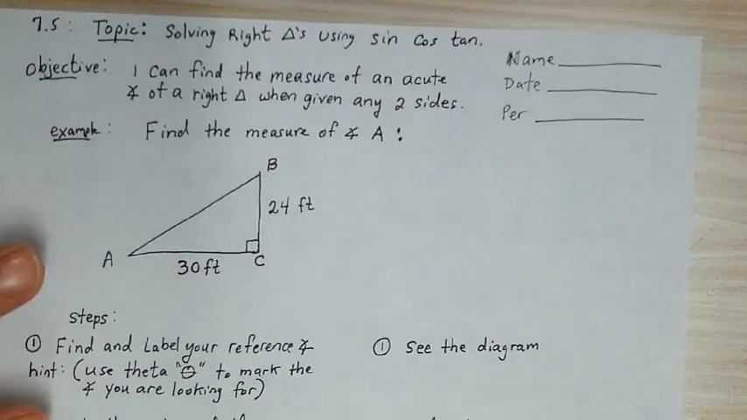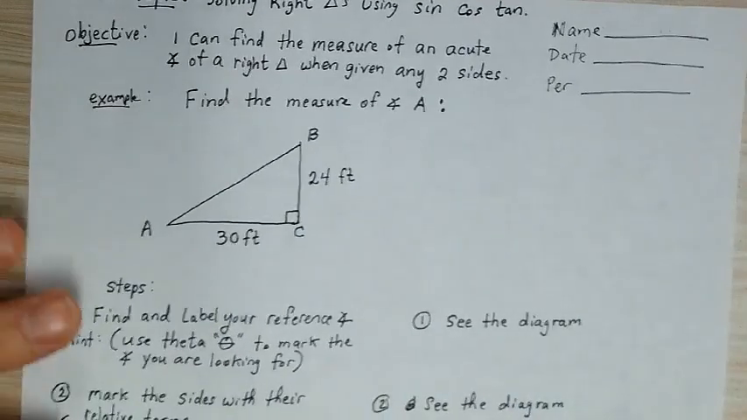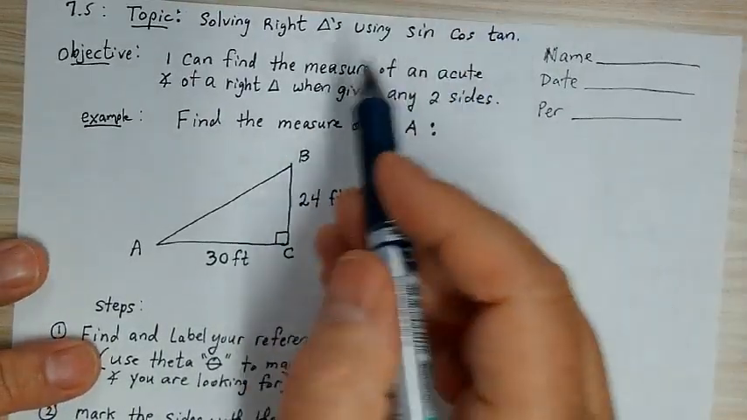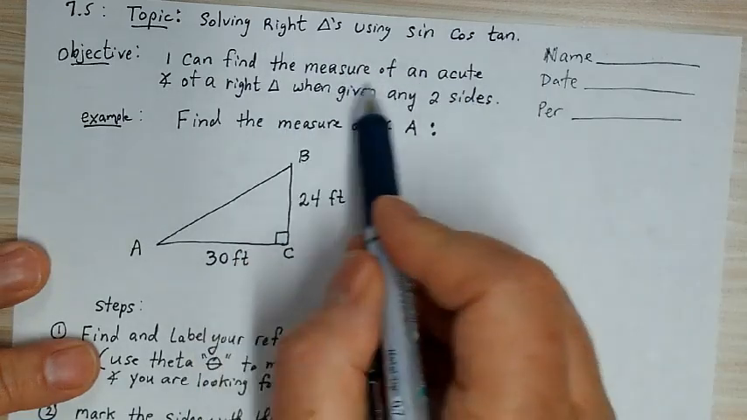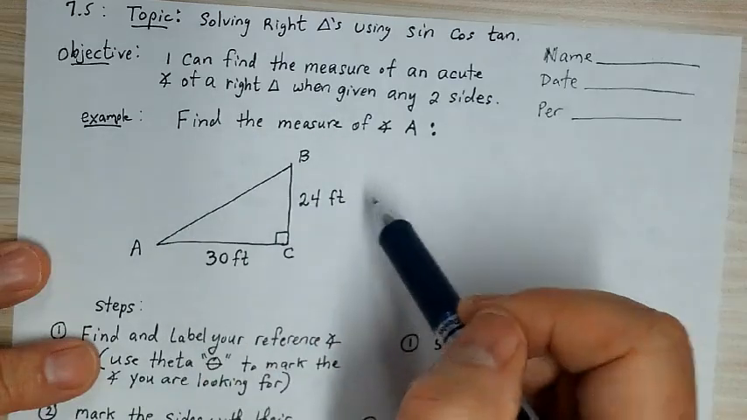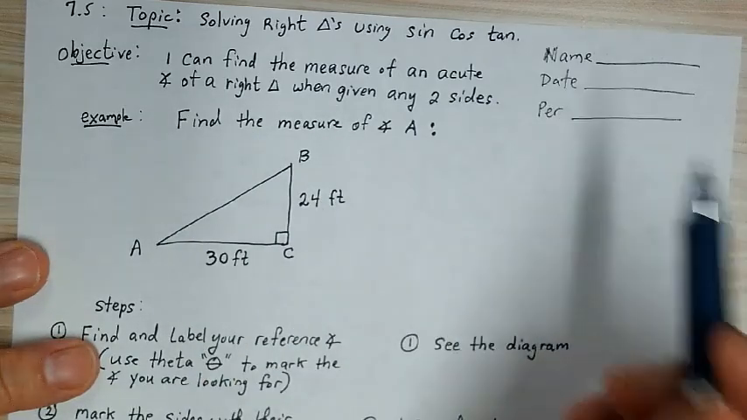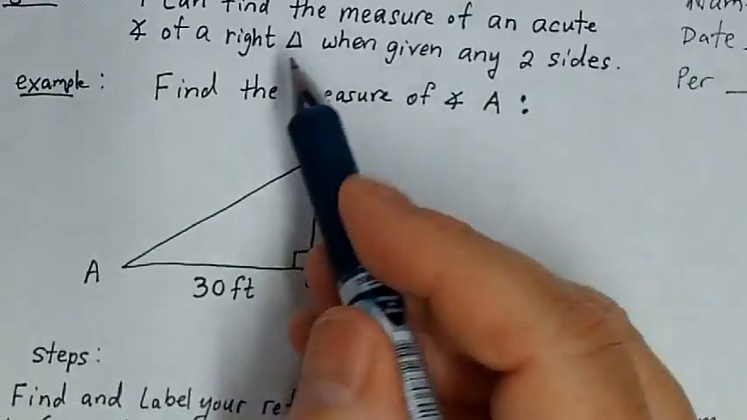So today's lesson, for the first time, what we're going to be doing is looking for a designated angle. And we've not done that. And the situation is this. We're solving right triangles using sine, cosine, and tangent. And today we're finding the measure of one of the acute angles from this right triangle. So, this is what we're going to do.